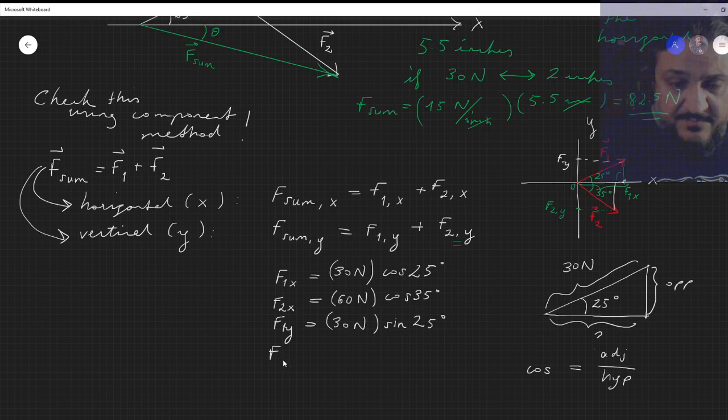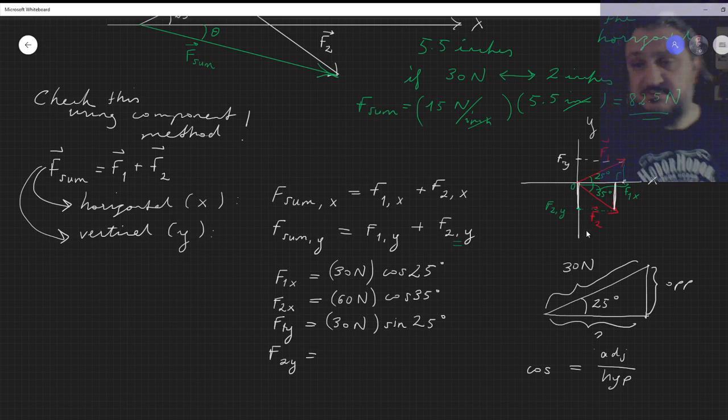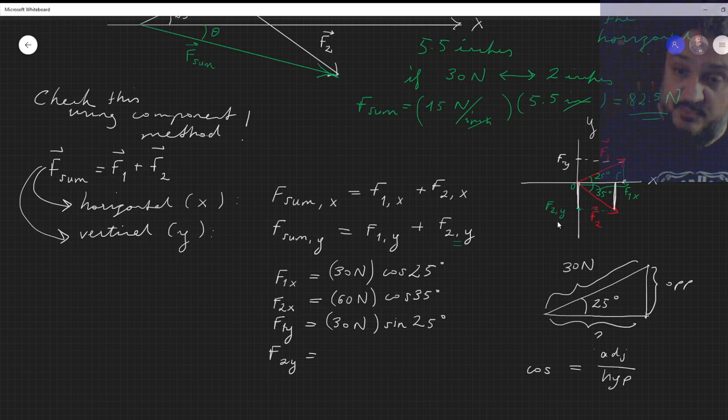What about F2y? F2y has to do with this side of the lower triangle, which is equal to that side. I can use sine 35, but keep in mind F2y is a negative number. It's below the origin, right? So I just put it there by hand, negative 60 newtons times sine 35.